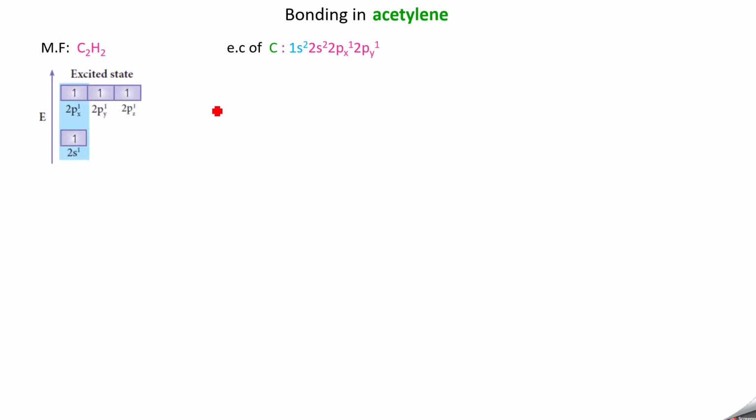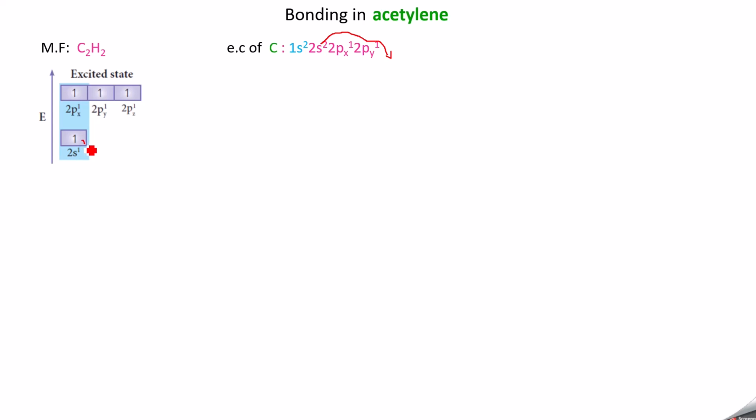Next we will go to the formation of acetylene, bonding in acetylene. You can take the molecular formula C2H2. You take the electronic configuration of carbon: 1s2, 2s2, 2px1, 2py1, that is 2p2, and you can expand it like this. You need not write the ground state configuration, go to the excited state. One of the s electrons will be promoted to the pz orbital. So you will have one electron in 2s and one in px, one in py and one in pz.